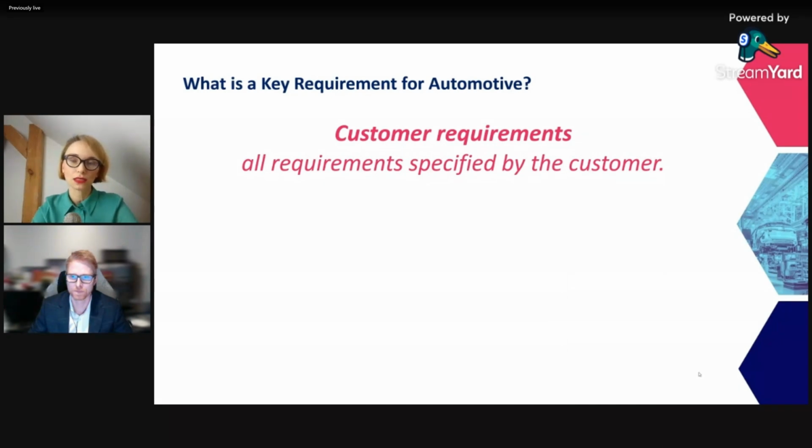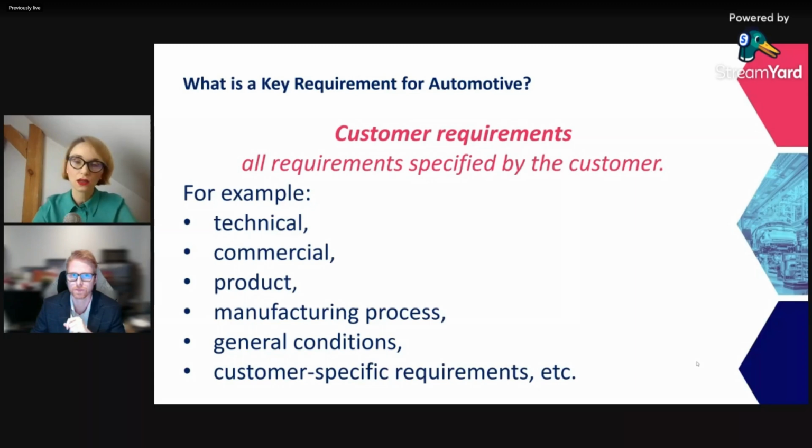Yes, however, there are customer requirements, but customer requirements are all requirements specified by the customer, and such answers were also given by some of you. As examples, we can have technical, commercial, product specific, manufacturing process specific, general conditions, customer specific requirements, etc. Yes. However, there is another question: is it really all that should be said as key requirements for automotive? Actually, not only this, and we will keep going with the webinar and demystify this. What customer requirements are here could also be understood as the key requirement.